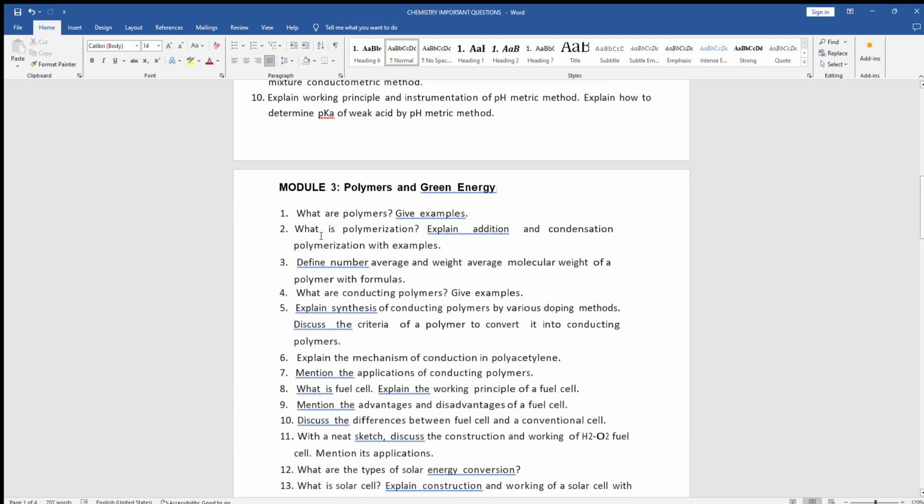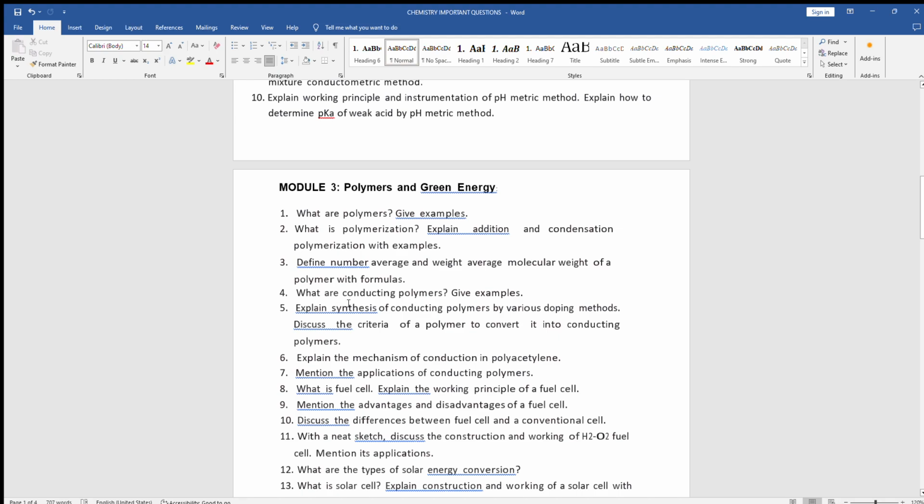Coming to module 3, polymers and green energy. The questions go like this. First one, what are polymers? Give example. Second one, what is polymerization? Explain addition and condensation polymerization with examples. Third one, define number average and weight average molecular weight of a polymer with formulas.